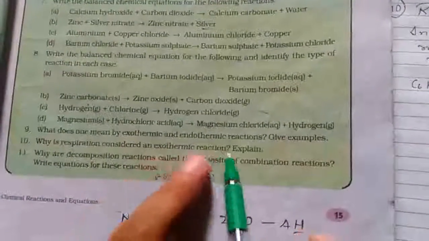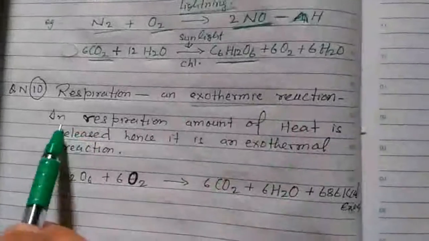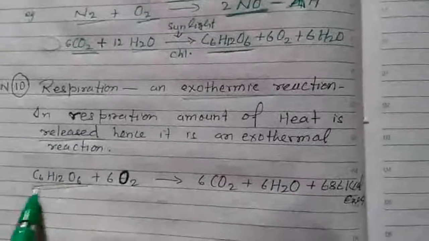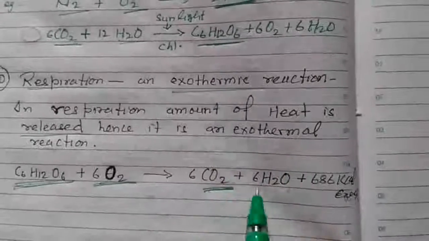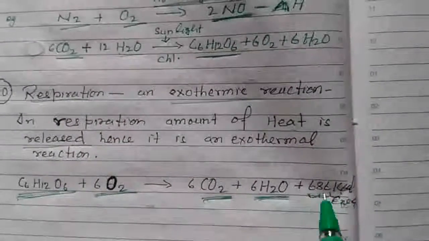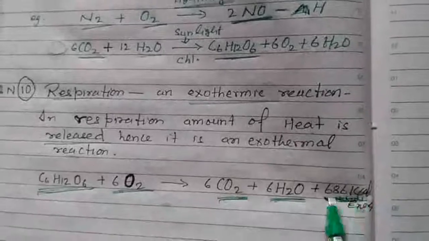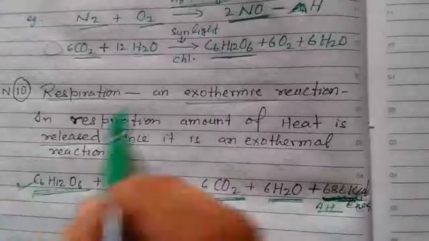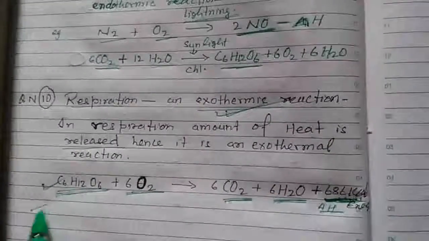Question number 10. Why is respiration considered an exothermic reaction? I have already told you that respiration is an exothermic reaction because in respiration an amount of heat is released. When you respire, glucose is oxidized. Glucose reacts with oxygen to form carbon dioxide as well as water along with the evolution of energy in the form of heat. 686 kilocalories of energy is given out. So as plus delta H, heat, is coming out, the reaction is said to be exothermic. Clear? In the next video I will explain the next question.